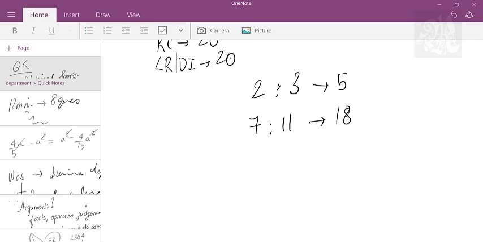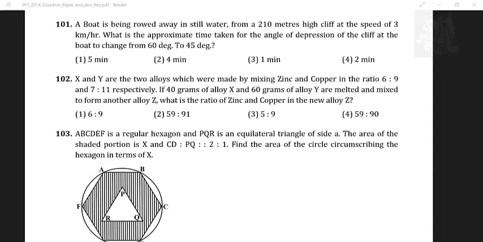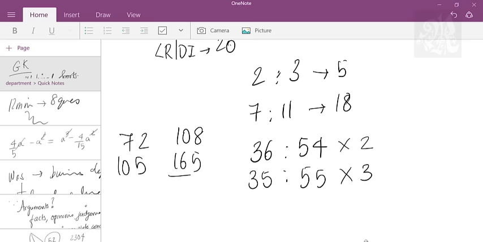5. So we'll make them 90. How do you make them 90? 36 is to 54. And this will be 35 is to 55. But do you want them in equal ratios? No. You want them in the ratio 2 is to 3. 40, 60. Multiply each by 2. Multiply by 3, we get 165. Add both.